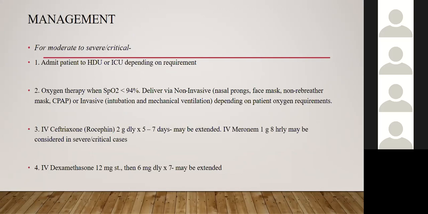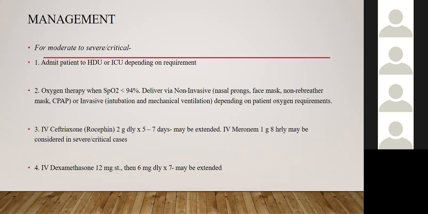Then you put the patient on oxygen when the SpO2 is less than 94%. Usually, as I said, the flow rate you are given, so you can go through nasal prongs, face mask, non-rebreather mask, to CPAP, or even invasive form where you're doing intubation or mechanical ventilation for the patient. Then the next thing is to start antibiotics.